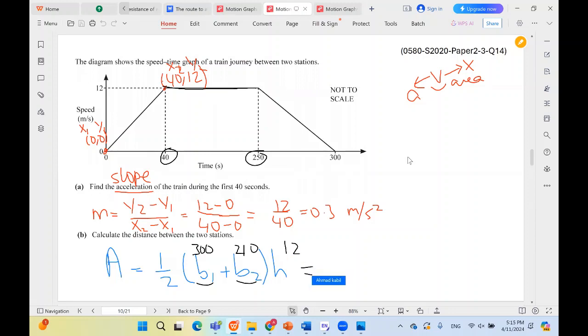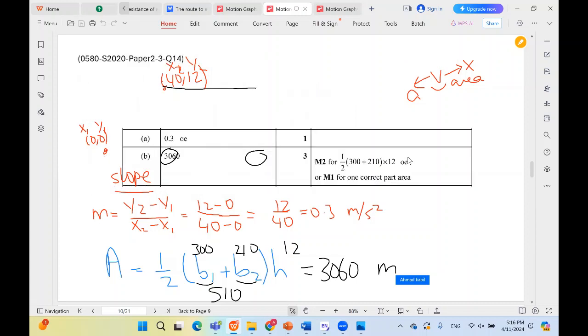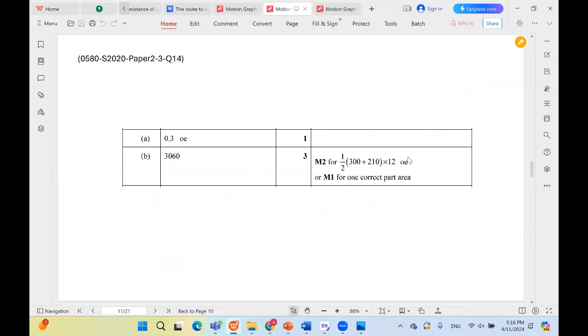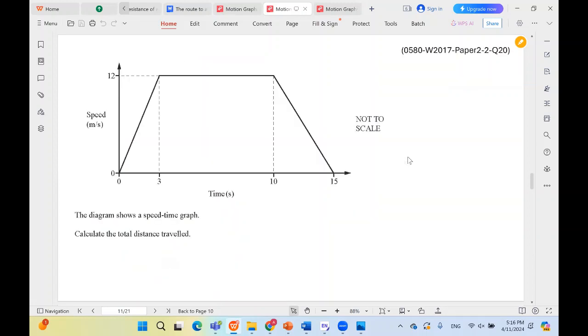So 300 plus 210 is 510. We now need to multiply half times 510 times 12. And this gives us 3060 meters. So 0.3 is the correct answer, and 3060 is correct as well.